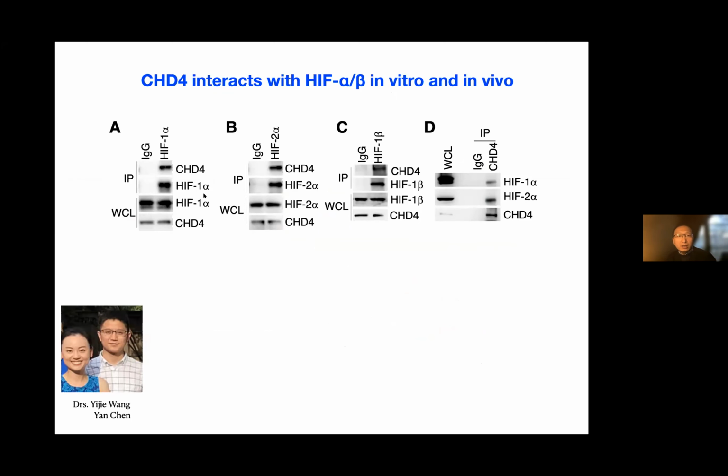So here's the data from the breast cancer cell lines. Using coimmunoprecipitation, we found CHD4 can be precipitated by HIF-1 alpha, HIF-2 alpha, or HIF-1 beta antibodies. Conversely, HIF-1 alpha and HIF-2 alpha can also be precipitated by a CHD4 antibody, suggesting CHD4 can physically interact with HIF-1 and HIF-2 in breast cancer cells.